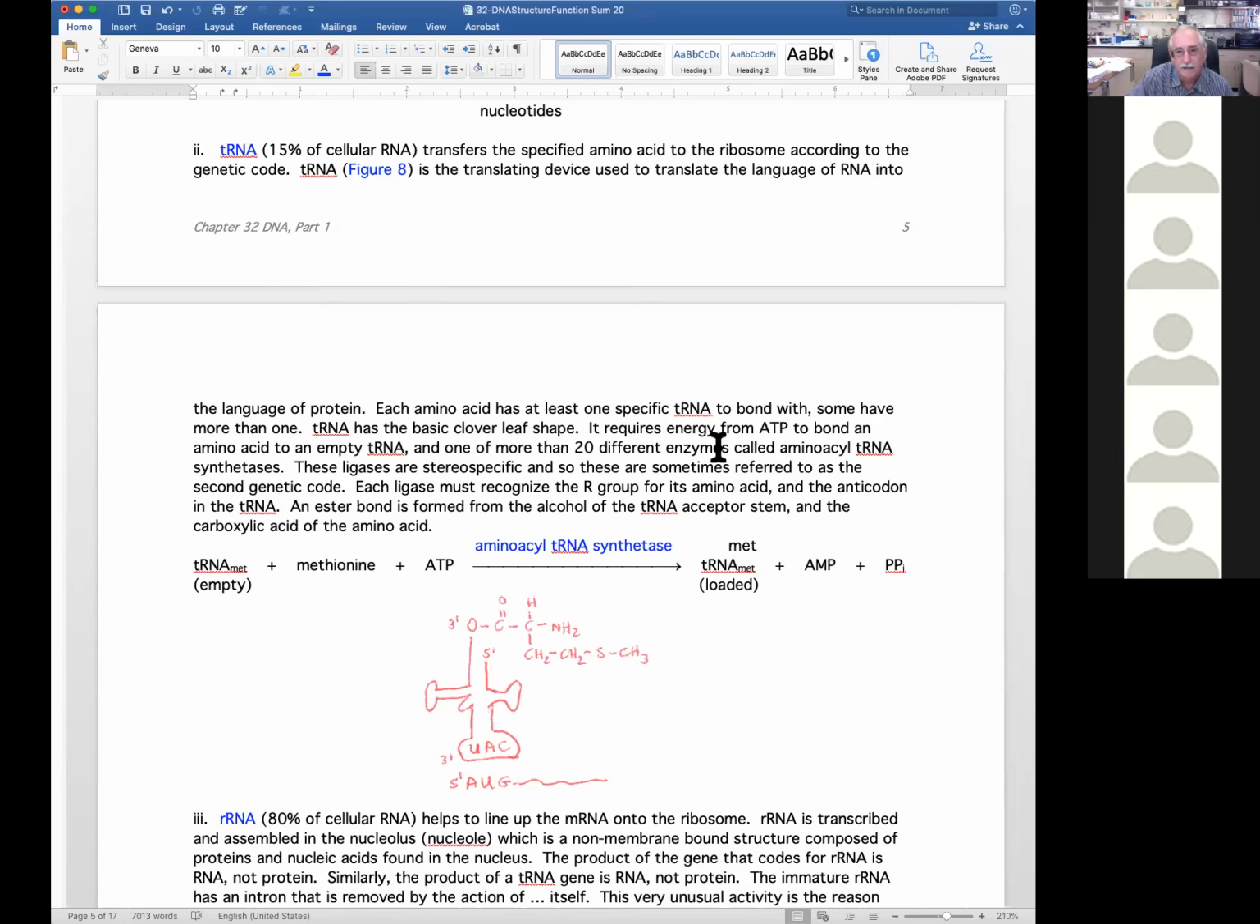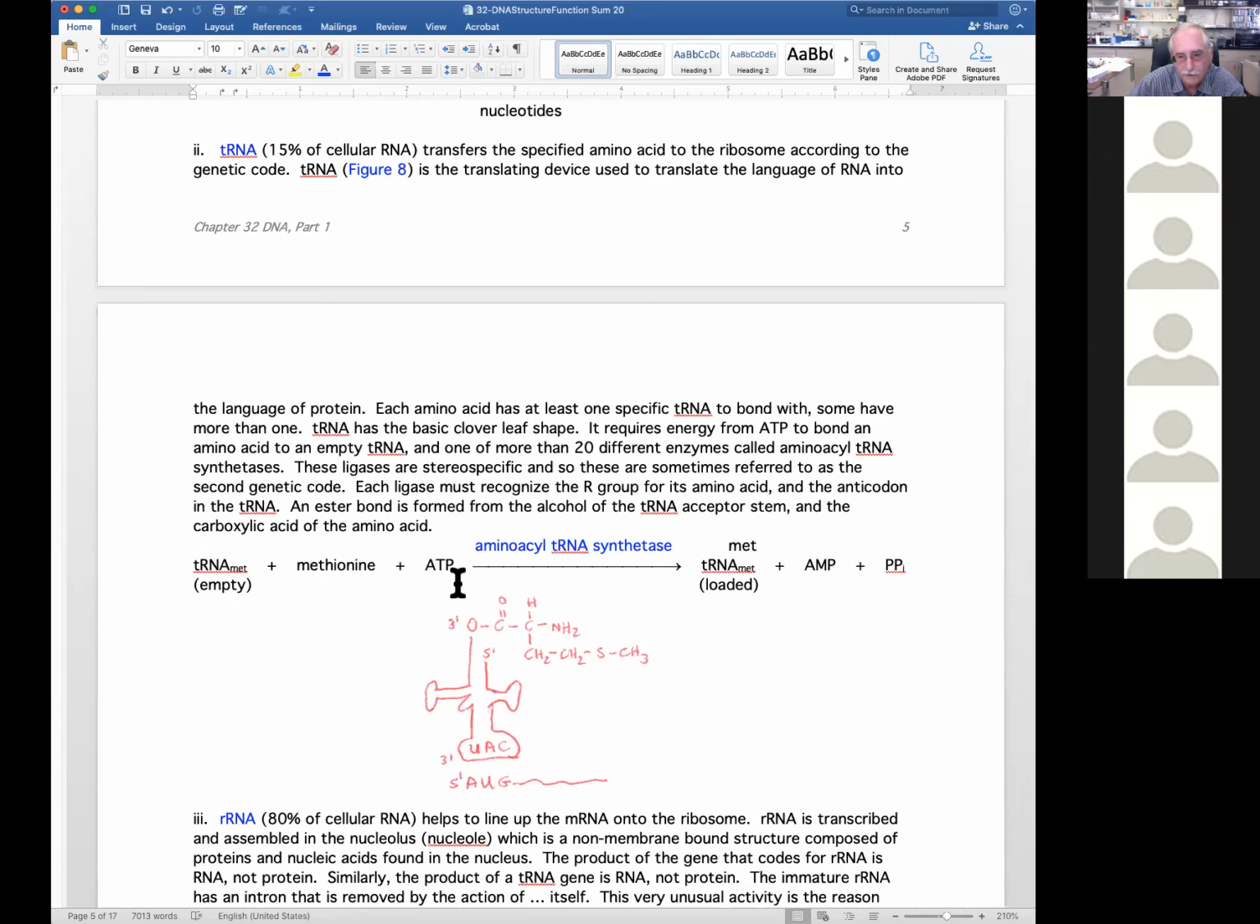Okay. And so here's an interesting case of looking at enzyme specificity. You need at least 20 different enzymes called amino-acyl tRNA synthetases. These ligases are stereospecific and are sometimes referred to as the second genetic code. So here's the tRNA that codes for methionine, and here's methionine, the amino acid.